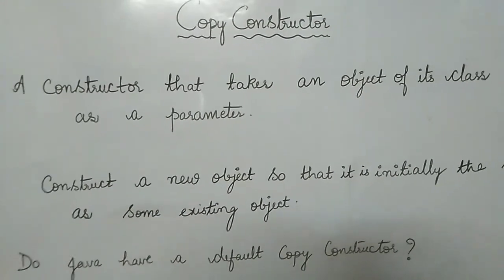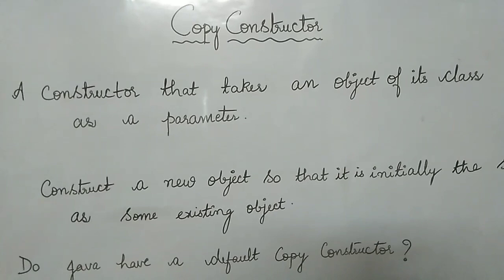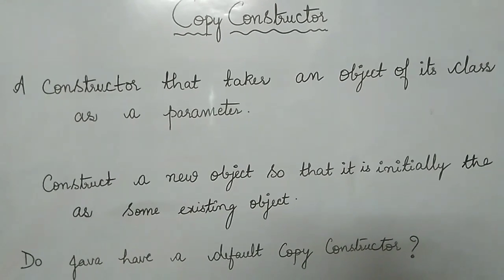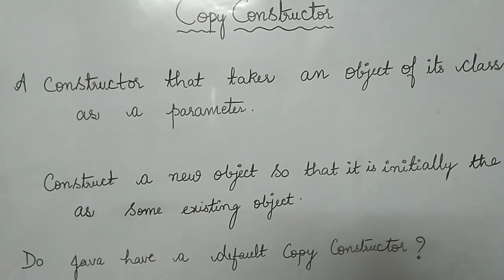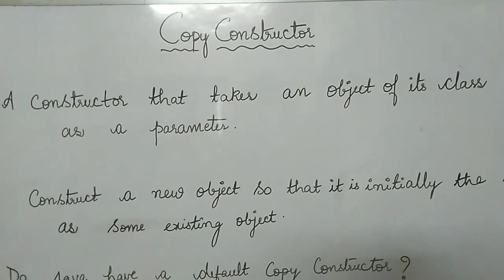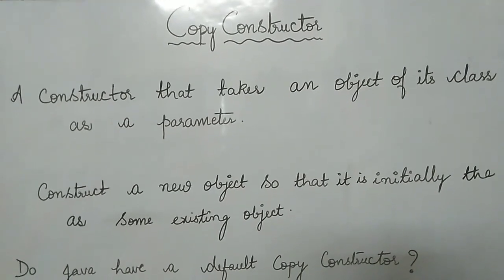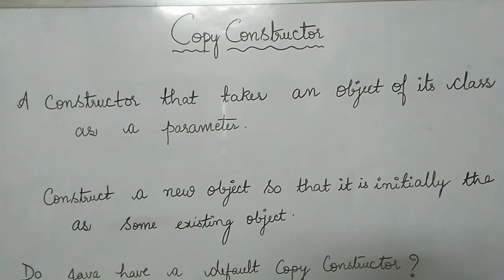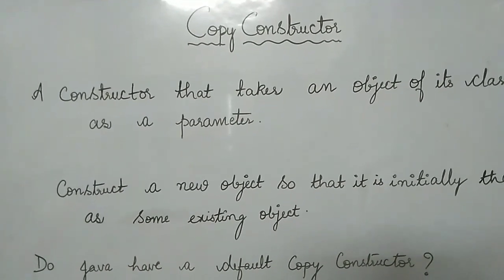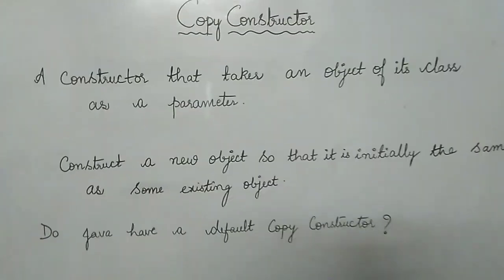And how do you define a copy constructor in your program? It will be a normal constructor that we have seen earlier in the classes, so it would be similar to that. But one thing you will do is pass an object of its class as a parameter. Passing an object as a parameter into the constructor will make the constructor a copy constructor. So let us see this with an example.